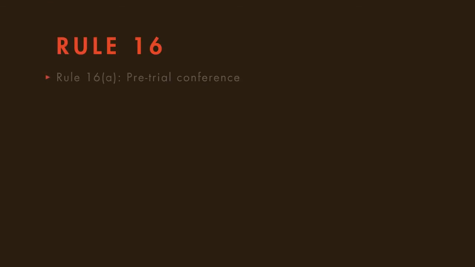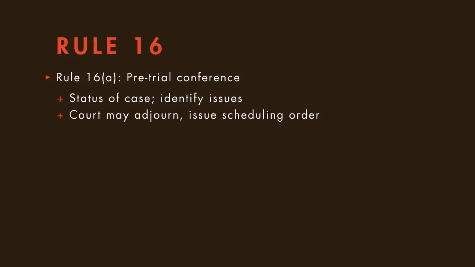Rule 16(a) enables the court to order a pretrial conference. A pretrial conference usually involves the parties' attorneys coming before the judge in open court, where they will generally talk with the judge about the status of the case and identify any issues that need to be dealt with. Based on the parties' representations and the judge's own assessment of the progress of the case, the judge may adjourn the pretrial conference, or per Rule 16(b)(1), the judge may issue a scheduling order after consulting with the parties.